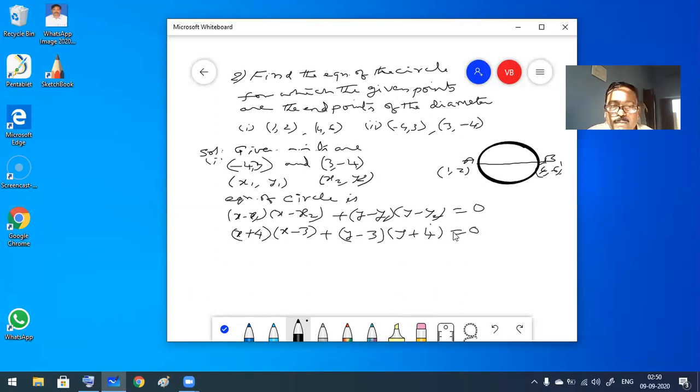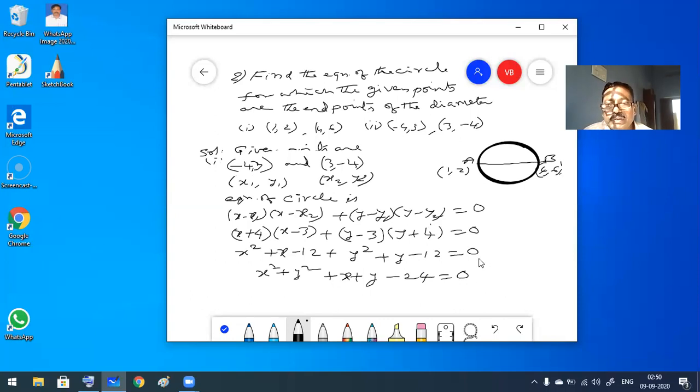is equal to 0. So multiplying x plus 4 with x minus 3, I have x square plus 4x minus 3x, so plus x, plus 4 into minus 3, minus 12, plus y square minus 3y plus 4y. So this is plus y, minus 12 is equal to 0. So x square plus y square plus x plus y minus 12 minus 24 is equal to 0. So this is the equation of the circle.